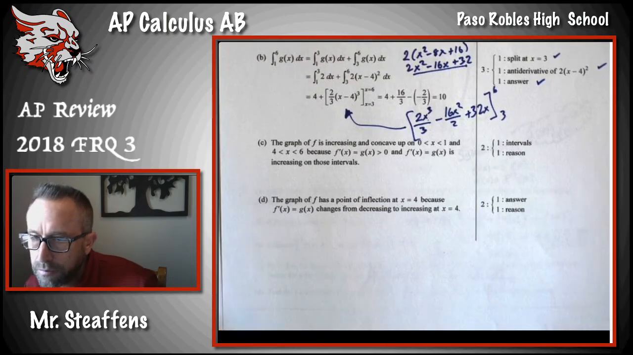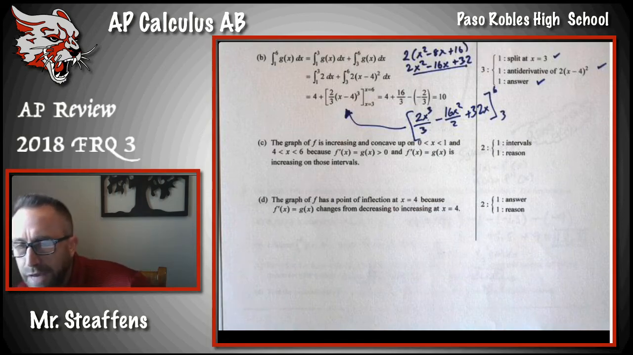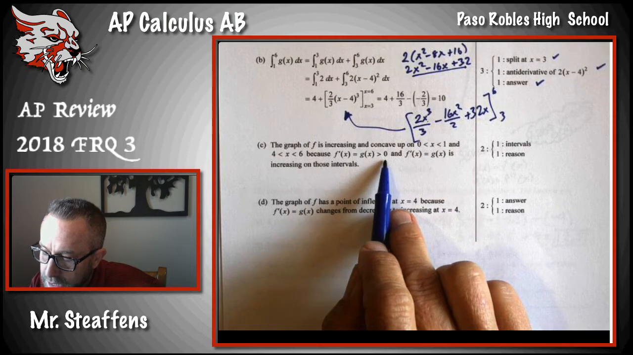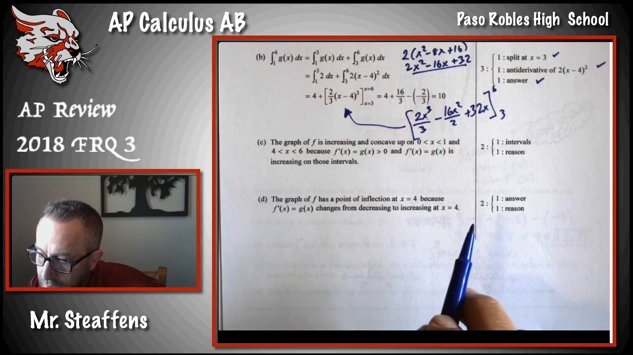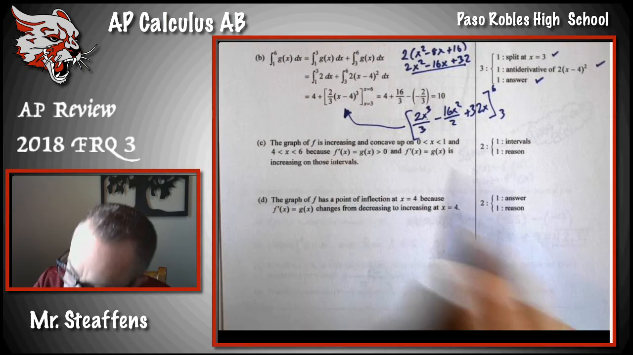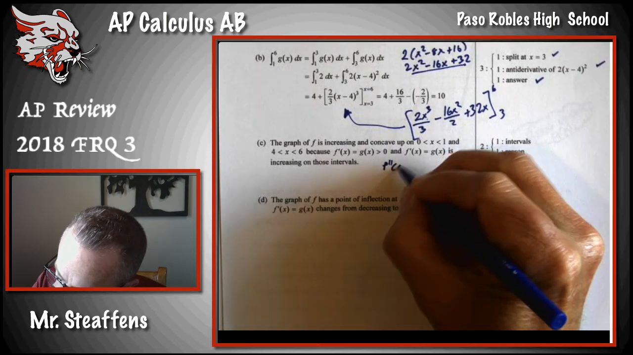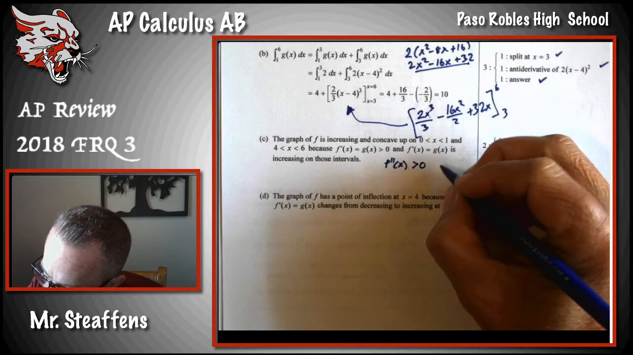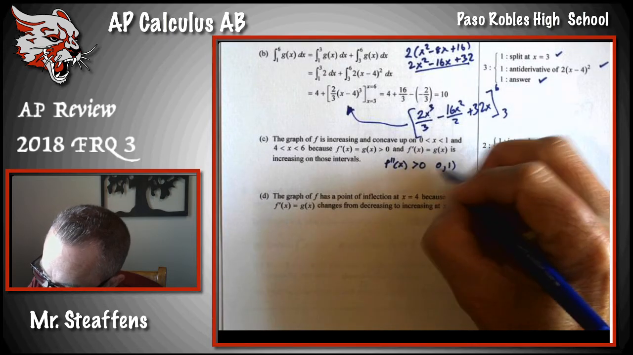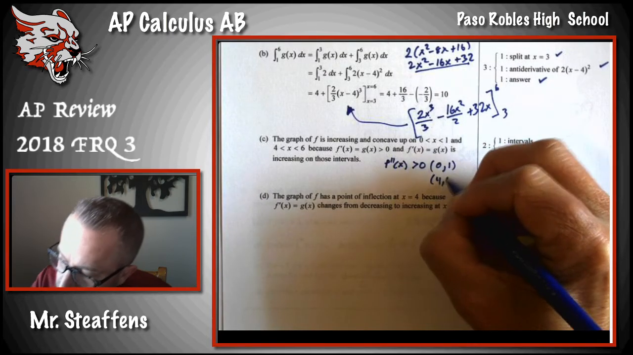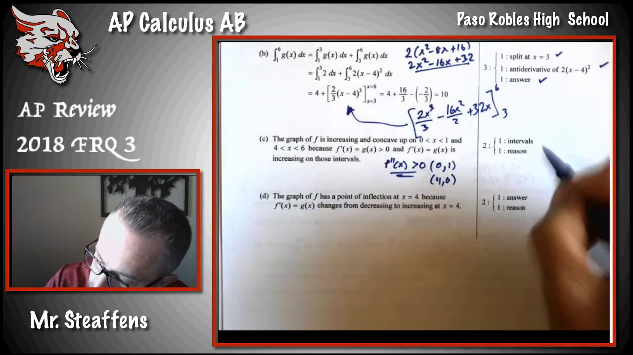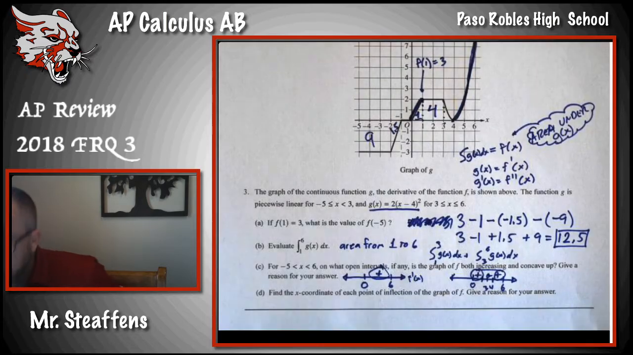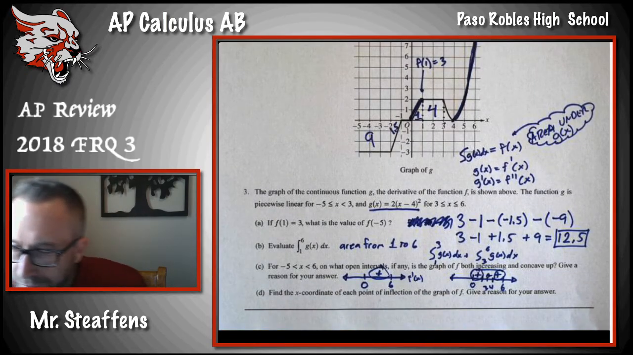F prime of x is increasing and concave up because the first derivative is greater than 0. That's increasing. It doesn't say anything here, but it should also say the second derivative is greater than 0 from 0 to 1 and from 4 to 6. So it should also include that, but it doesn't. So I don't know. Okay, part D, last chunk, says find the coordinates of each point of inflection.